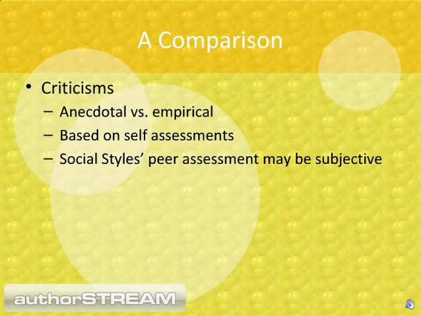Criticisms include that Jungian principles are based on anecdotal rather than empirical evidence, therefore reducing the credibility of such tools. In addition, participants self-assess rather than being assessed by a trained individual. While the Social Styles model does incorporate a peer assessment, the peer evaluation may be affected by the relationship between the peer reviewer and the participant.